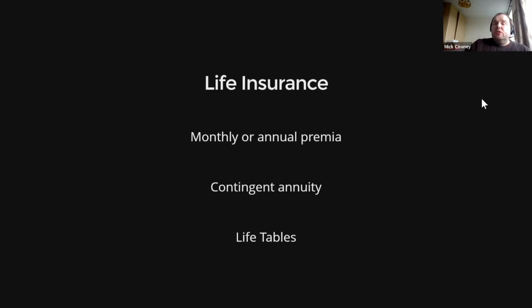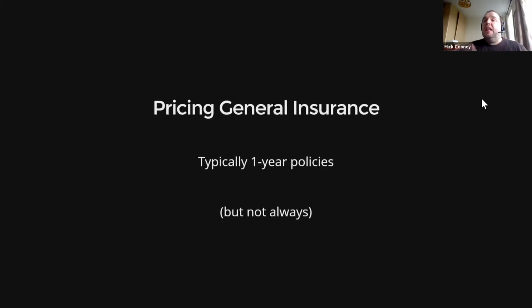With life insurance, how they do it is there's a monthly or annual premium. Then it's what's called a contingent annuity. You're paying the same amount of money, say every month or every year, and then if some contingency happens, like the person dies or is long-term unemployed, or a whole bunch of different things, you get paid out. Then we use life tables, and there's a whole load of statistical tools that can tell us how to do that. It's like calculating a mortgage. It's basically a cash flow thing, and that's how you model that out.